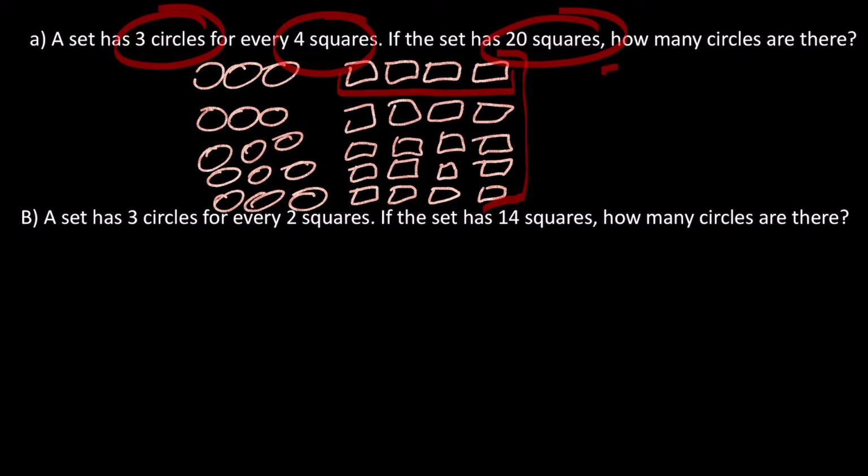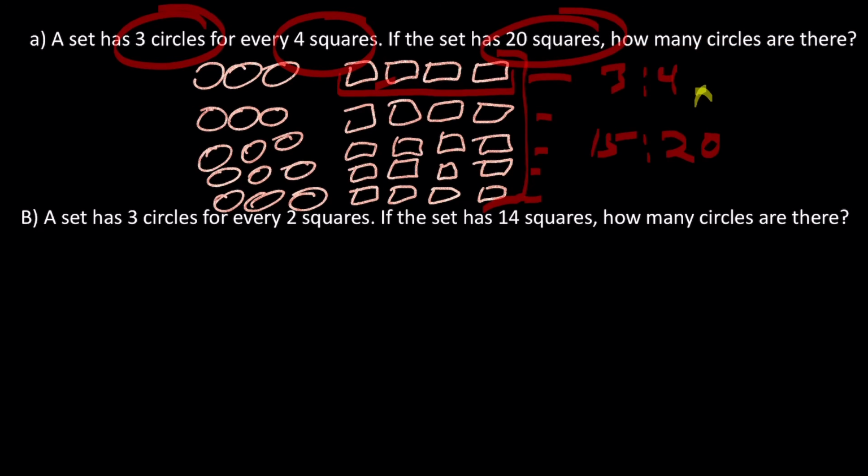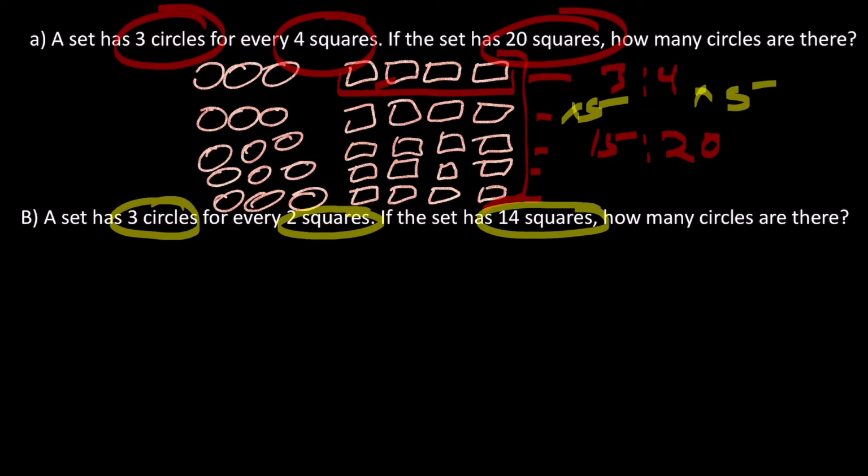So I have 3 to 4 ratio, and then if I count this, 4, 8, 12, 16, 20, right? 3, 6, 9, 12, 15. And then I can double check that with a little bit of math here. This would be times 5, and this would be times 5. Okay, next question. Again, you're going to do this and then come back and check your answer, so make sure you pause.